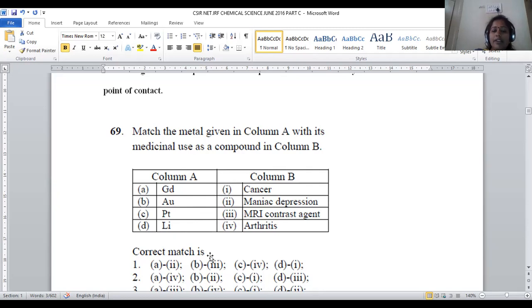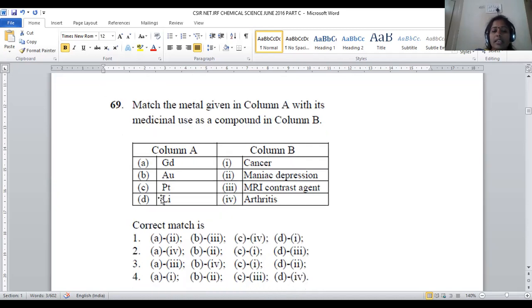So here D block as well as S block elements are given in this. These metals corresponding their medicinal action to be predicted. So what is the medicinal property of these metals? We have to map. So first gadolinium is given.